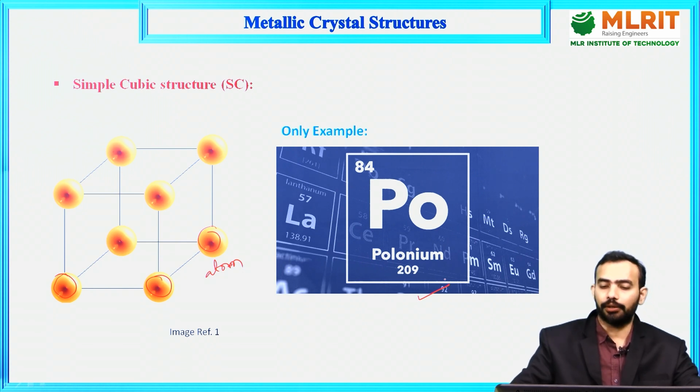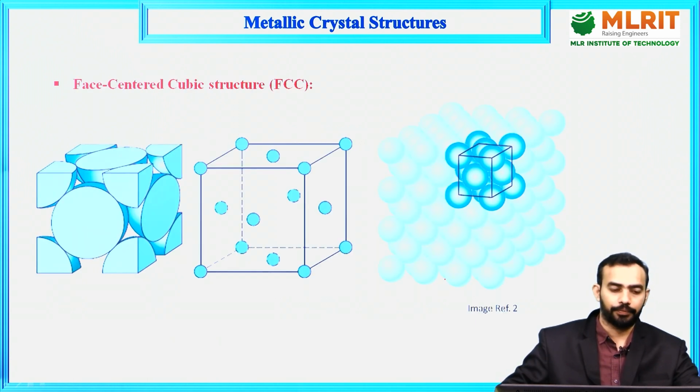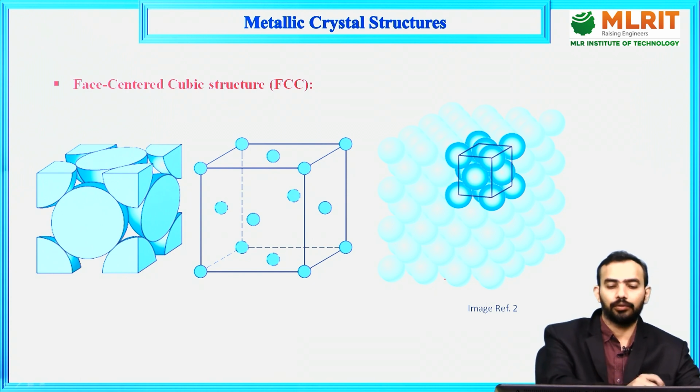It is polonium. Polonium is the only metal that is present in a simple cubic structure. Then come to the face-centered cubic structure. So this is a face-centered cubic structure. This is a unit cell.